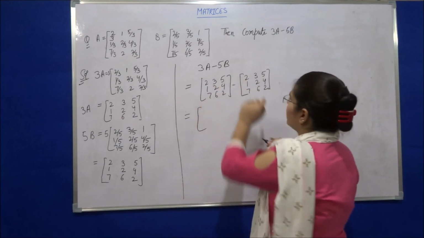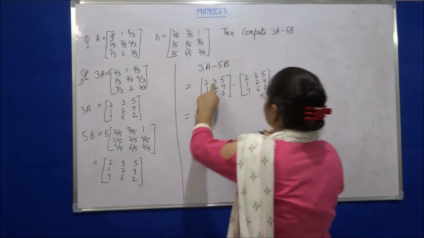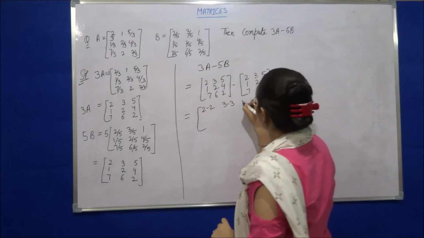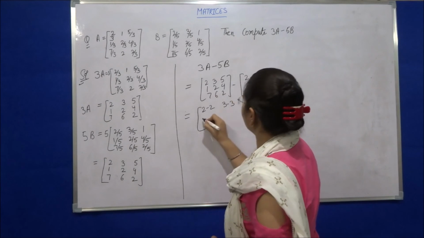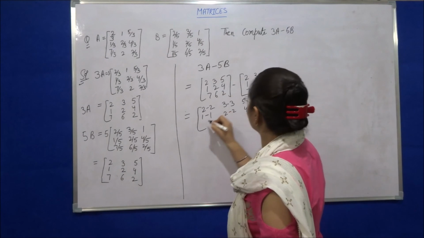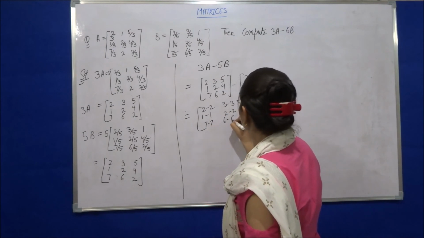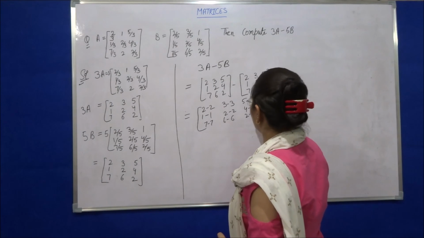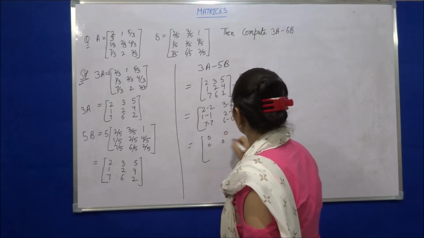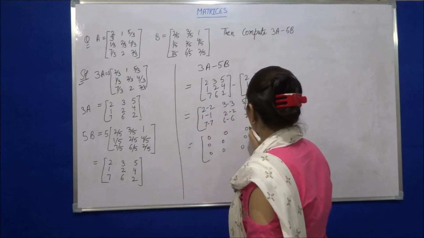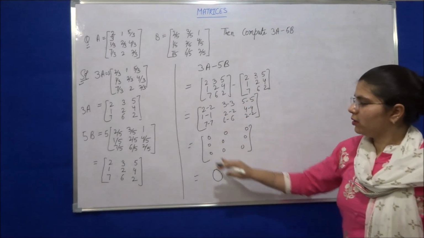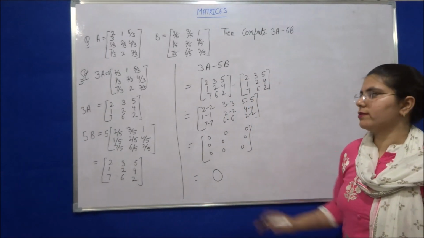Now 2 minus 2, 3 minus 3, 5 minus 5, 1 minus 1, 2 minus 2, 4 minus 4, 7 minus 7, 6 minus 6, 2 minus 2. So we obtain 0, 0, 0, 0, 0, 0, 0, 0, 0. So in this way we obtain 0 matrix and solved.